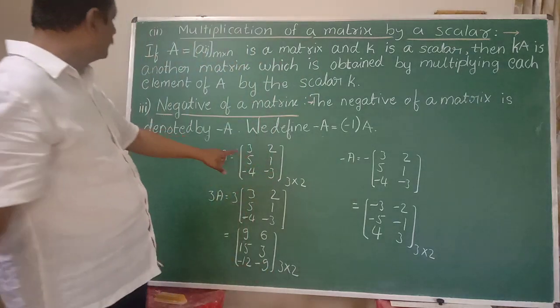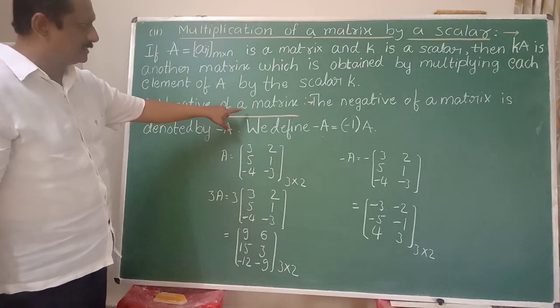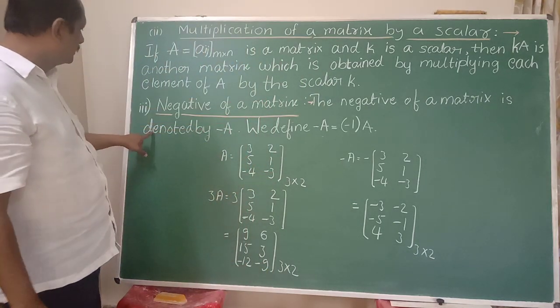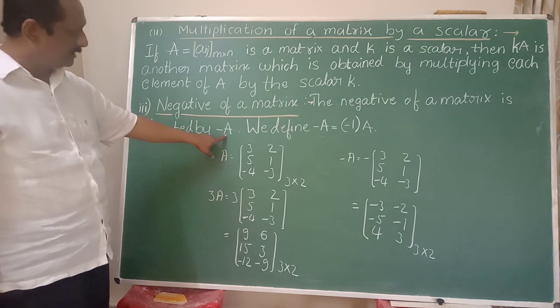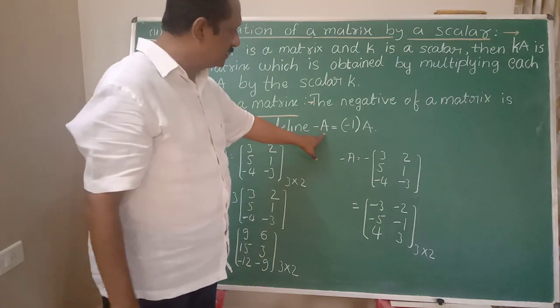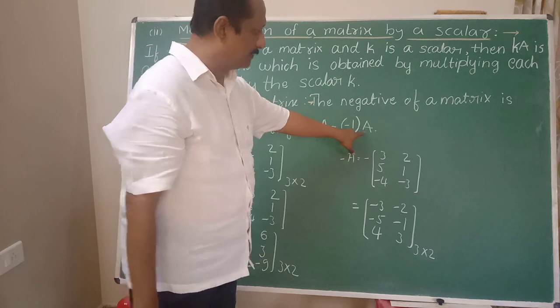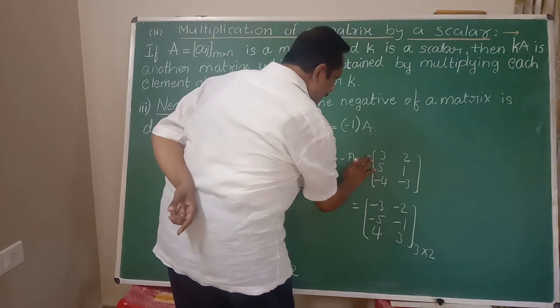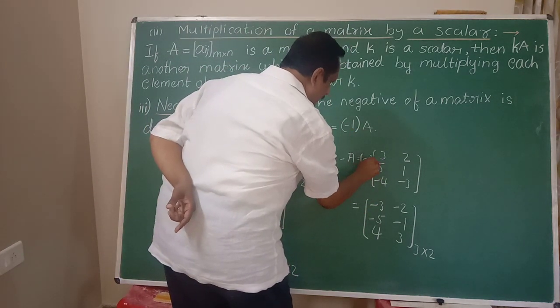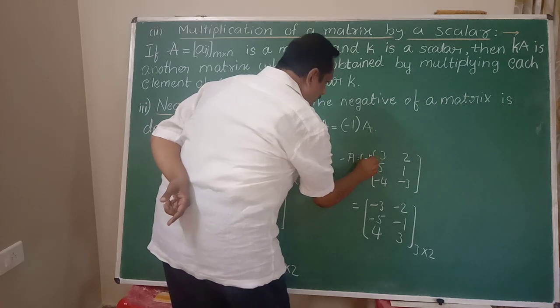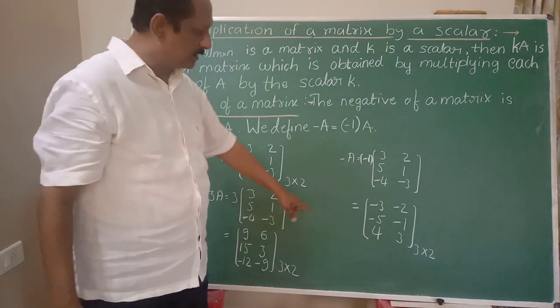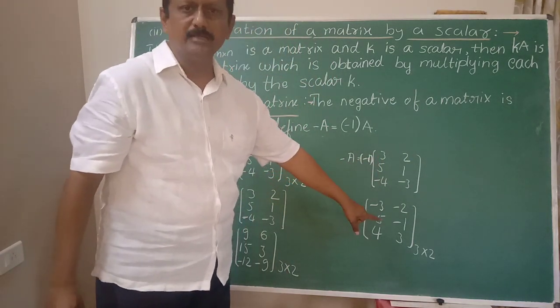It is the negative of a matrix. The negative of a matrix is denoted by minus A. We define minus A is equal to minus 1 into A, which means you are multiplying each element by minus 1. Multiplying each element by minus 1, we get one more matrix of the same order 3 into 2 only.